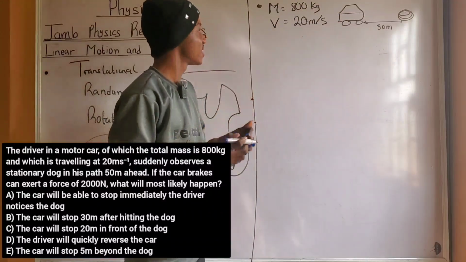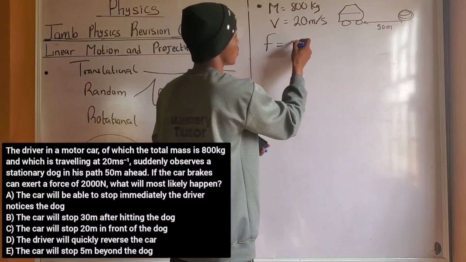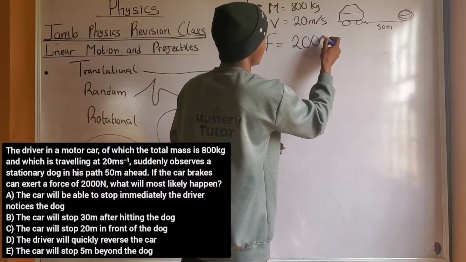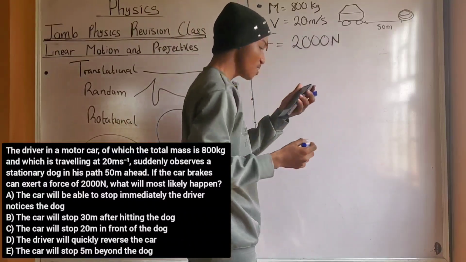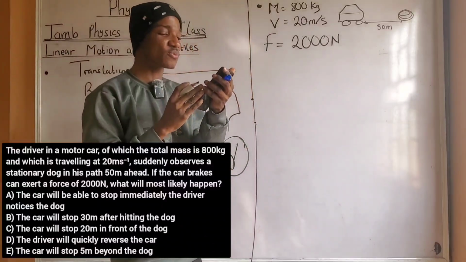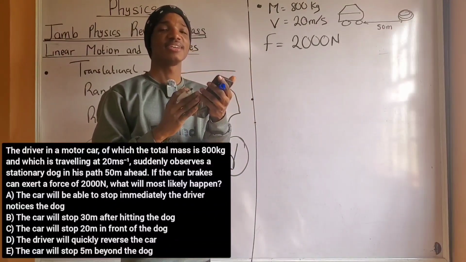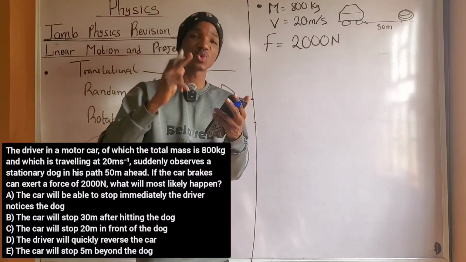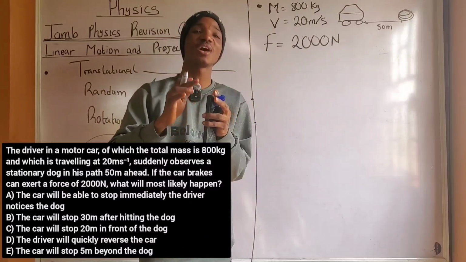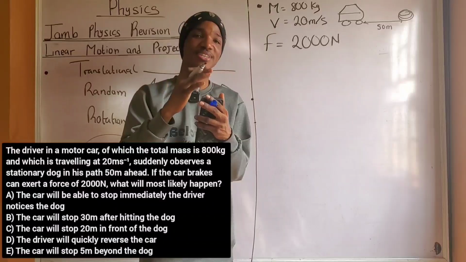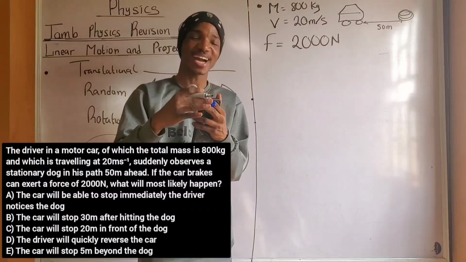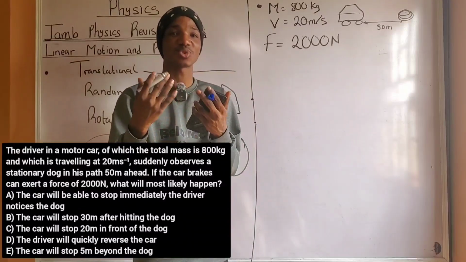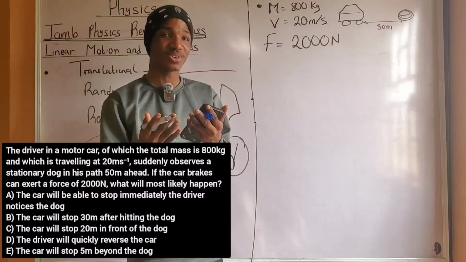Our goal here, in fact, force is equal to 2,000 Newton. Our goal here is to find the distance. When the brake is applied, it is impossible for the car to stop at that moment. So we have to find the distance the car covered when that brake is applied. That is the distance that we want to calculate now.